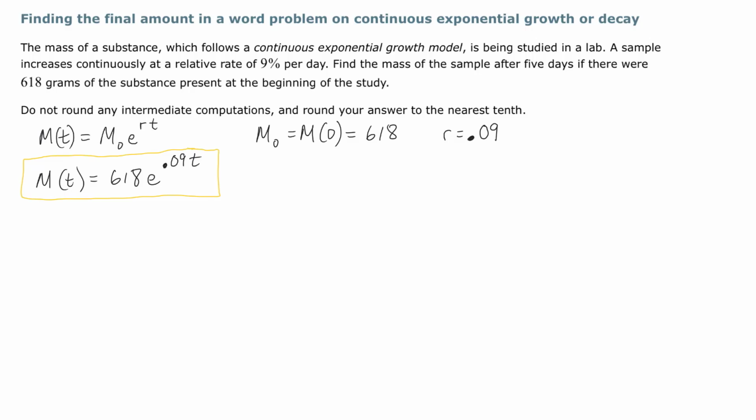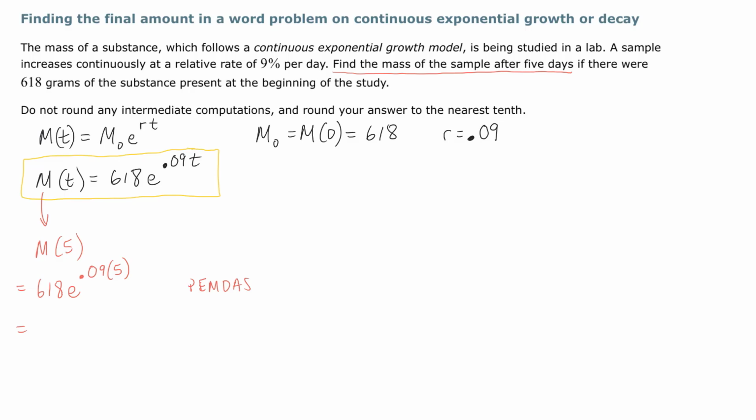What does the function notation tell us? Well, let's go back and read what we're supposed to find. Find the mass of the sample after 5 days. So in function notation, that is actually m of 5. We simply evaluate this now for t equals 5. 618 times base e multiplied by 9/100ths times 5. Do your magic on a calculator. Make sure you use the order of operations. So I would do base e and the exponent first, and then multiply by 618.